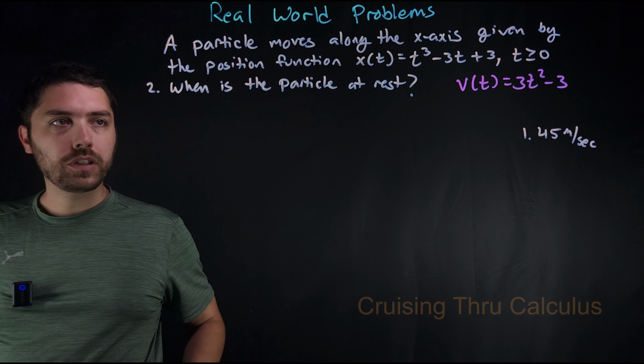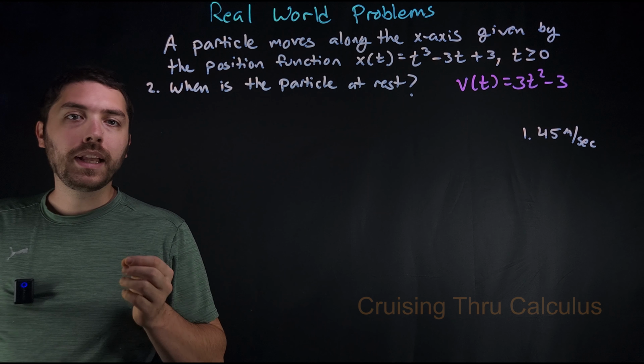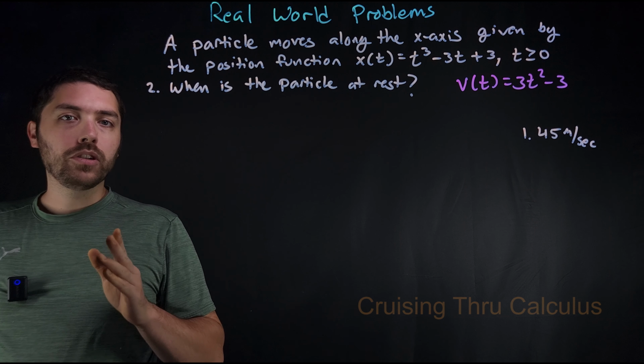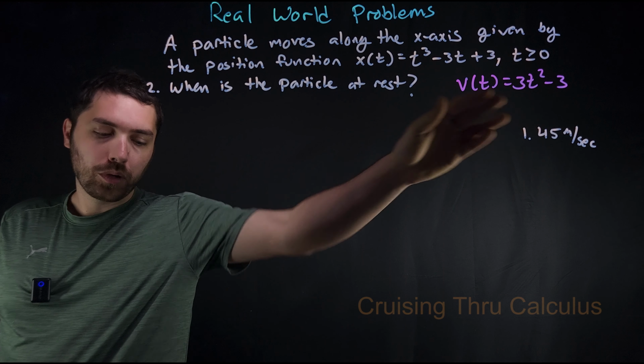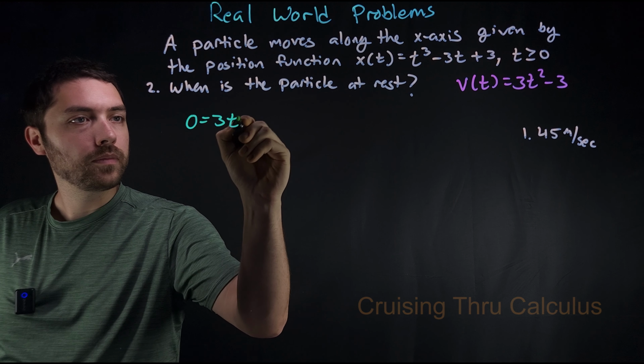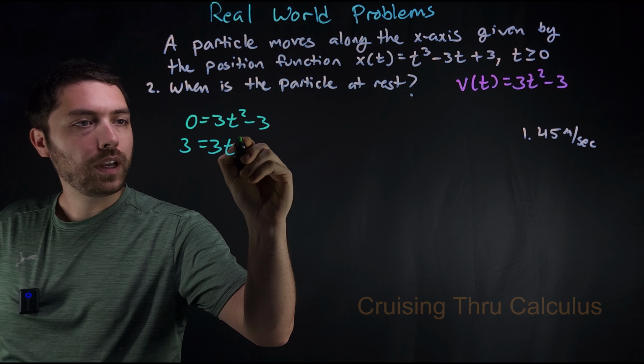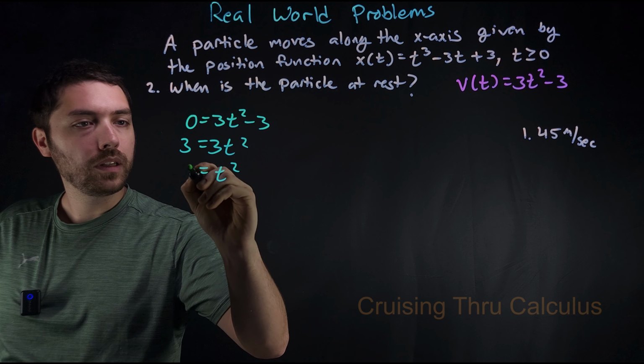The next part of this question says, when is the particle at rest? Well, a particle is going to be at rest when the velocity is equal to 0. So let's take our velocity equation, which I wrote over here, and let's set that equal to 0. Okay, so we're going to add 3 to the other side, then we're going to divide both sides by 3.